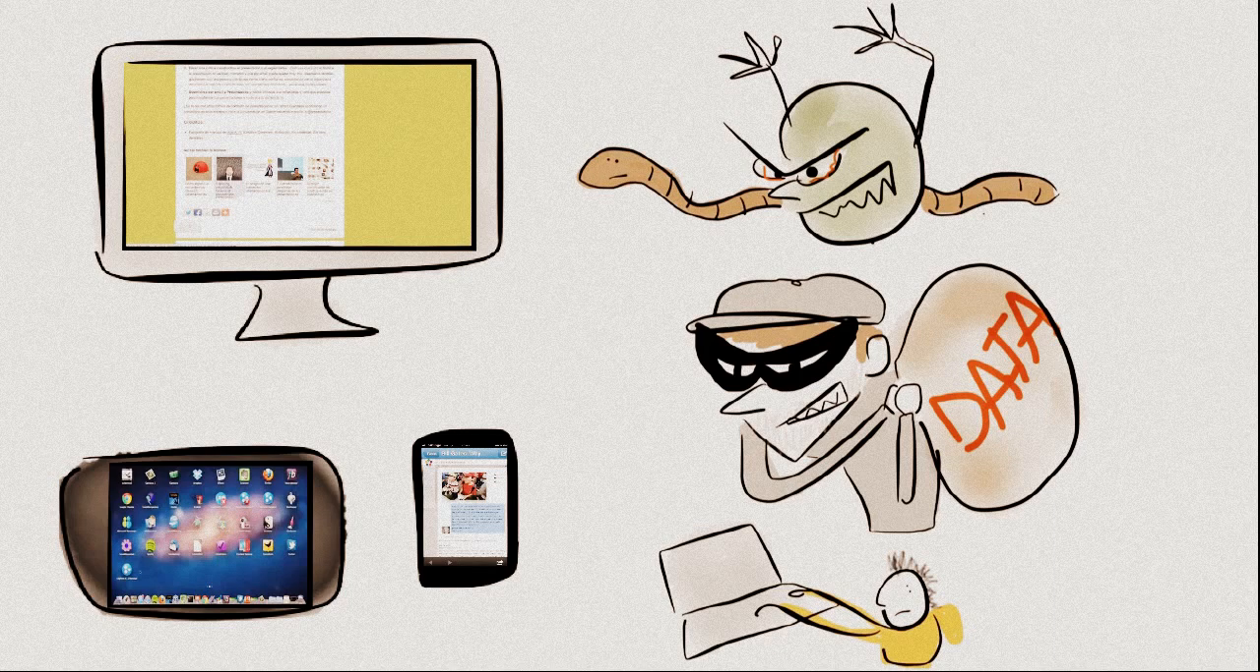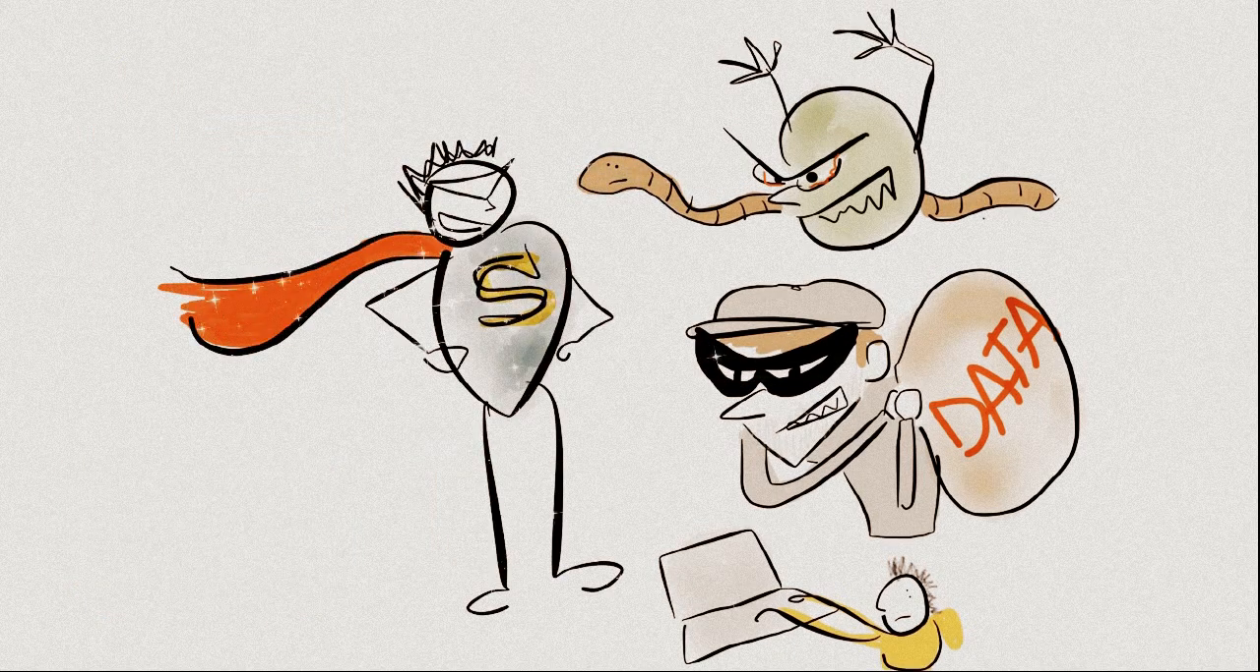Total security is impossible, we know that. But if we learn some basics about computer security, we can protect ourselves better from possible attacks. Let's see the main 4 principles of computer security that help us to be safer.